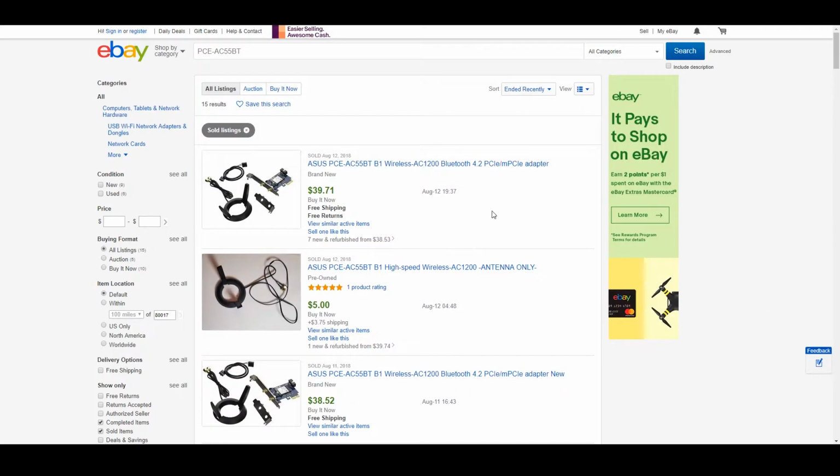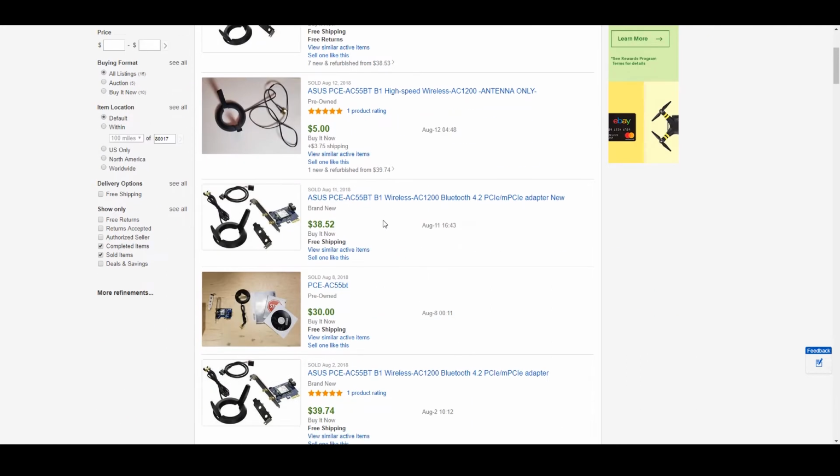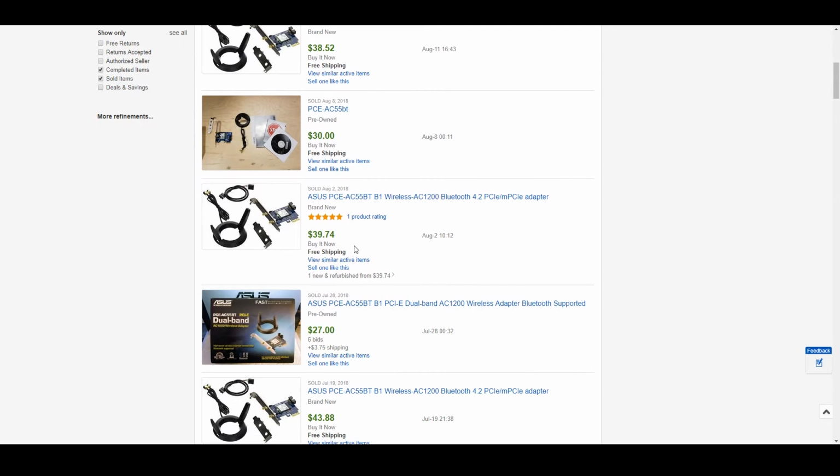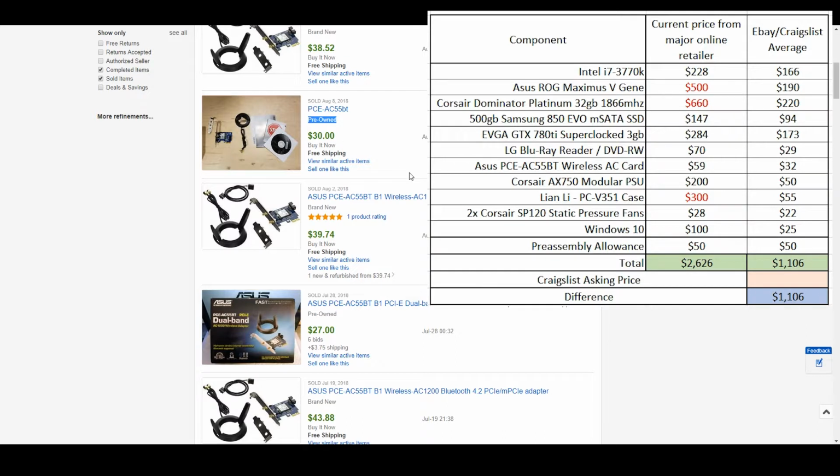The PCIe wireless AC card is an ASUS PCIe AC 55BT. What I found is brand new. These go for around $59. And used on eBay, it was an average of right around $32.